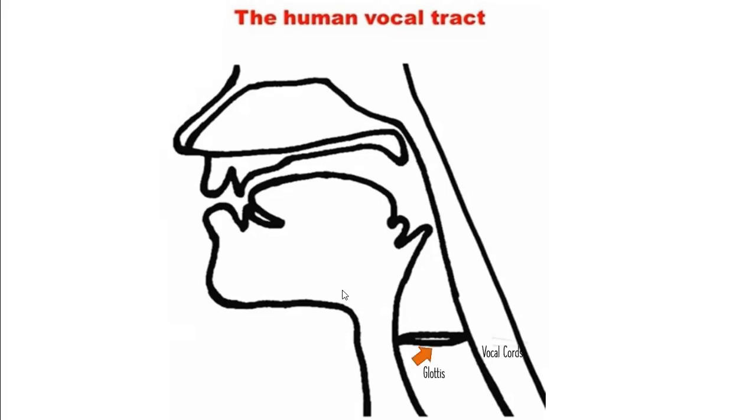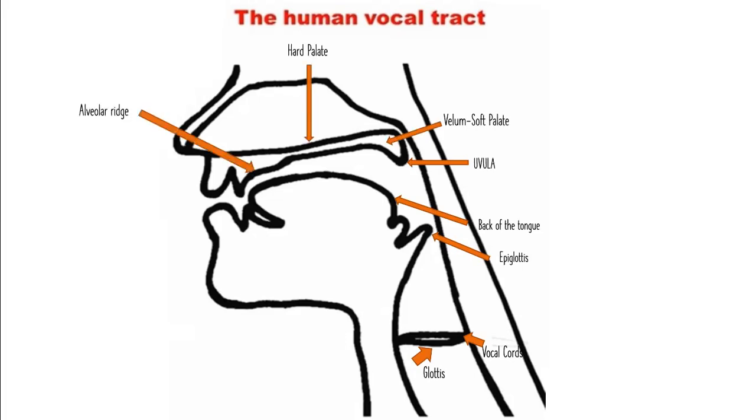We have here the glottis, the vocal cords, epiglottis, back of the tongue, uvula, velum, soft palate, hard palate, alveolar ridge, of course the lips, tip of the tongue, and the blade of the tongue. The vocal tract, as you can see, consists of the larynx or the laryngeal cavity, which contains the larynx, and the pharynx, the oral cavity, and the nasal cavity.